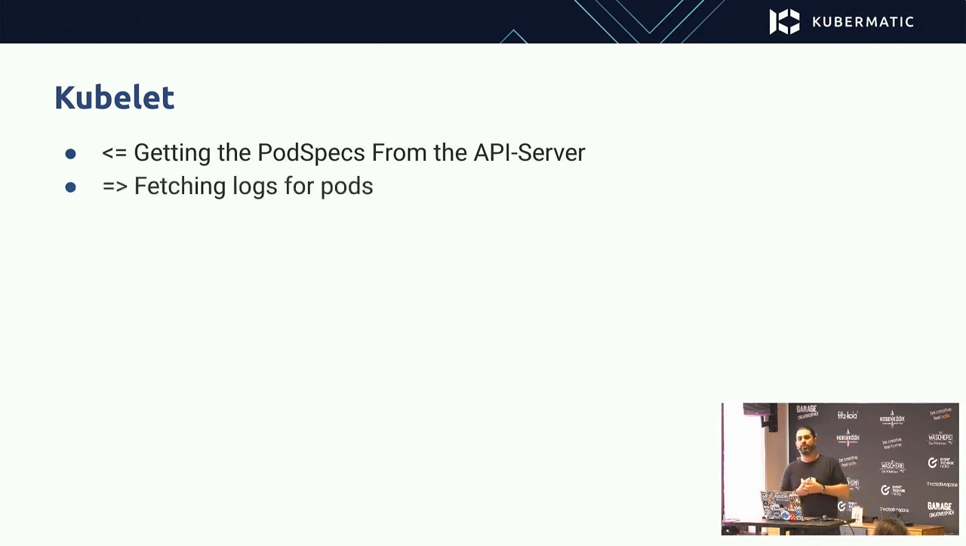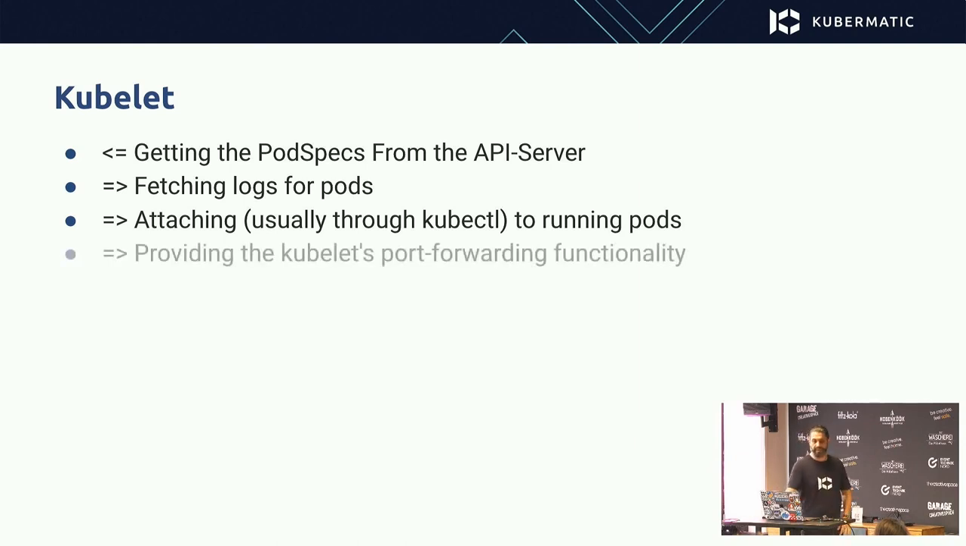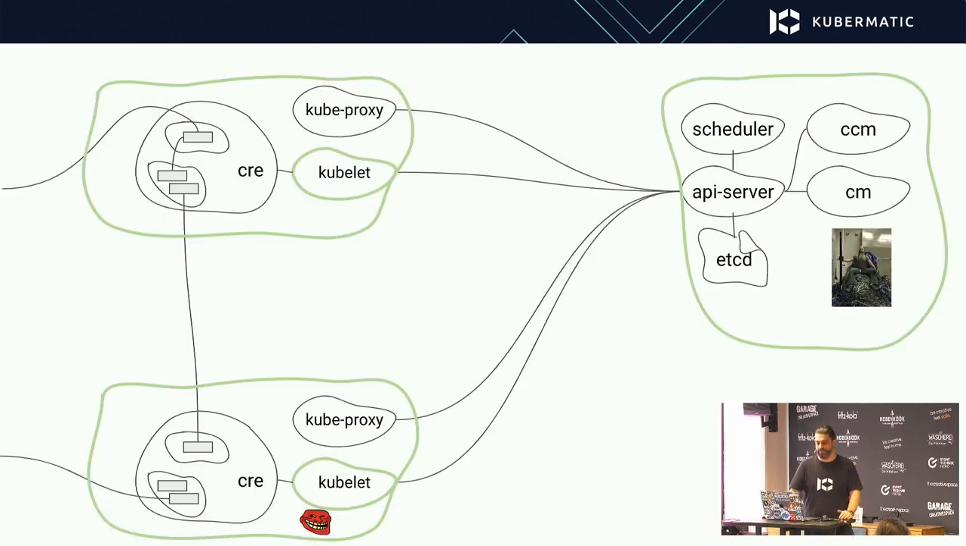It fetches the logs for pods and sends them to API server when you run the kubectl logs command, for example. When you do kubectl exec, it goes through kubelet as well. And when you do kubectl port-forward, again, kubelet is used. So there is some communication between these. It should be protected somehow. We should make sure that only kube API server is communicating with kubelet, but no one else.